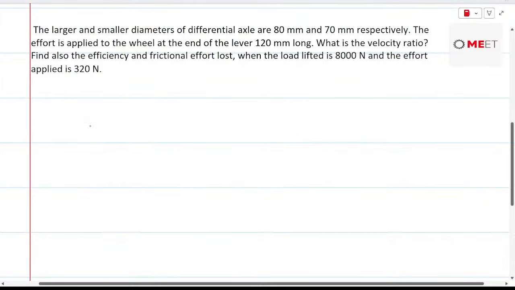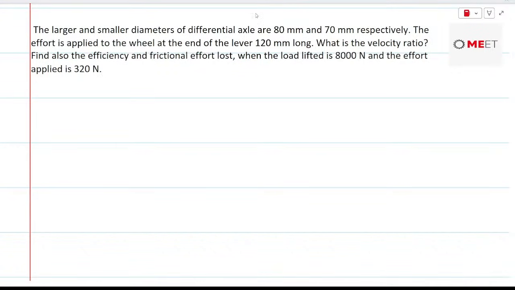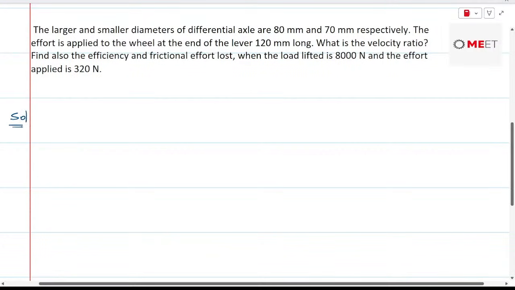The larger and smaller diameters of a differential axle are 80 and 70 mm respectively. The effort applied to the handle at the end of the lever is 120 mm long. What is the velocity ratio? And find the efficiency and frictional effort lost when the load lifted is 8000 newtons and effort applied is 320 newtons.